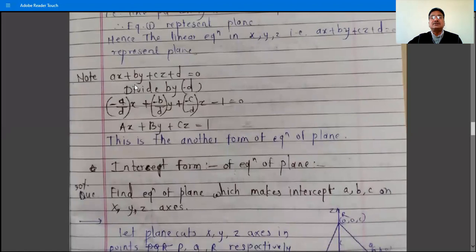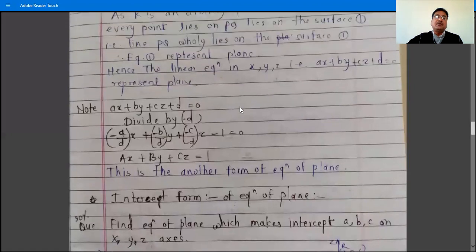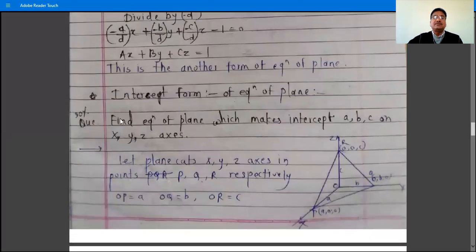So note that ax + by + cz + d = 0, dividing by minus d, what do we have? Minus a by d x, minus b by d y, plus minus c by d z, minus 1, since d divided by minus d is minus 1. We shift the minus 1 to the RHS and take minus a by d as capital A, this capital B, and this capital C. Then we have another form of the equation of a plane. So ax + by + cz + d = 0 and Ax + By + Cz = 1, both forms are the same. Okay, so this is another form of the plane. In this there are three constants.